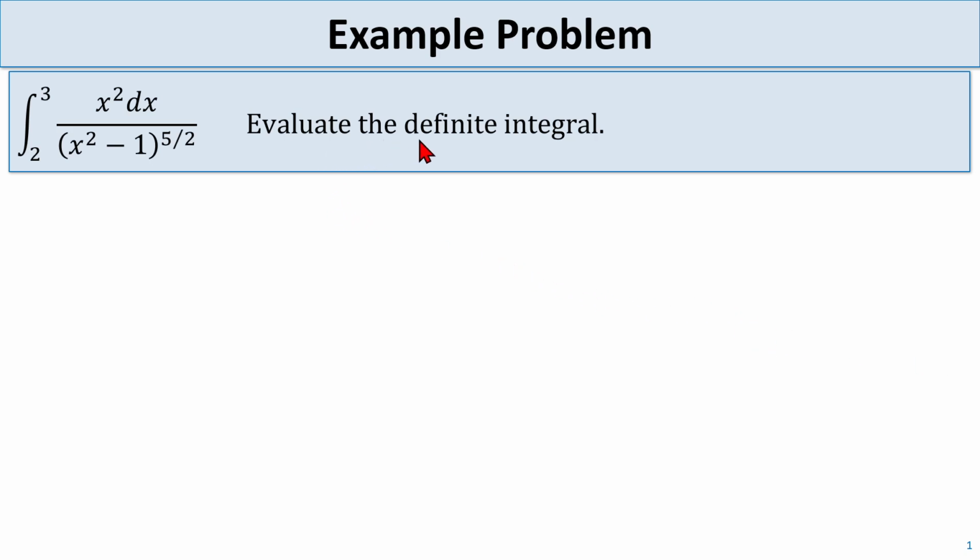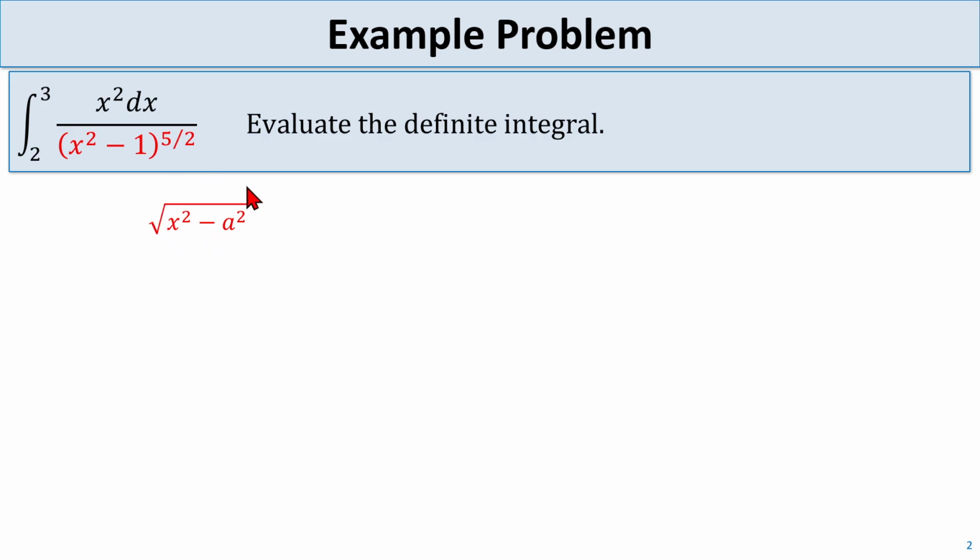Here we're asked to evaluate the definite integral of x squared over the quantity x squared minus 1 raised to the 5/2 power from 2 to 3. We can solve this problem using trigonometric substitution, and we need to notice that the form of the denominator has the same form as the square root of x squared minus a squared. Happens to also be raised to the 5th power, but it has this form where a is equal to 1.